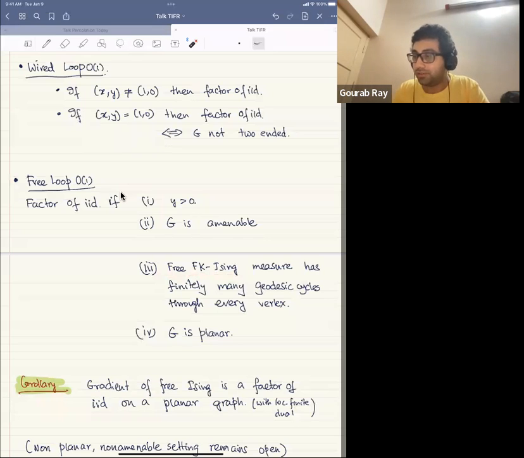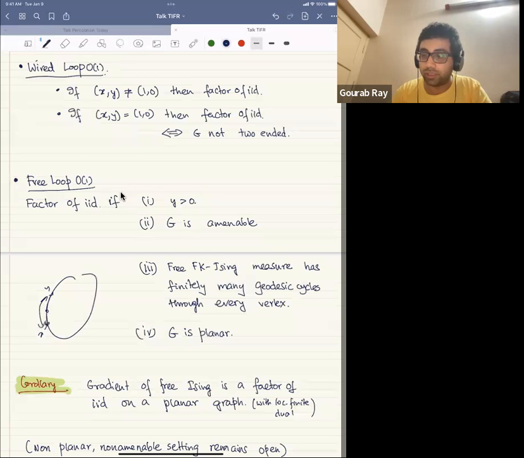So imagine you have some subgraph of your graph, and the condition is that through every vertex, there are only finitely many geodesic cycles going through the vertex. Now, what is a geodesic cycle? Well, it's a cycle where the geodesic between any two vertices on the cycle is what you get by going through the cycle. So if you have a cycle here, you take any two x and y, the geodesic between x and y is this segment here. So this is a geodesic cycle.